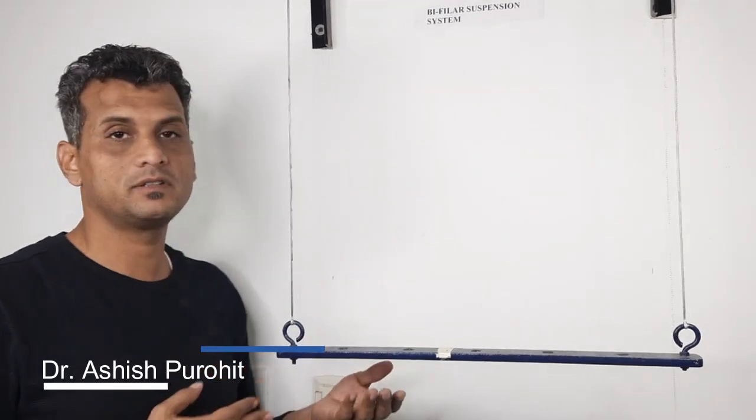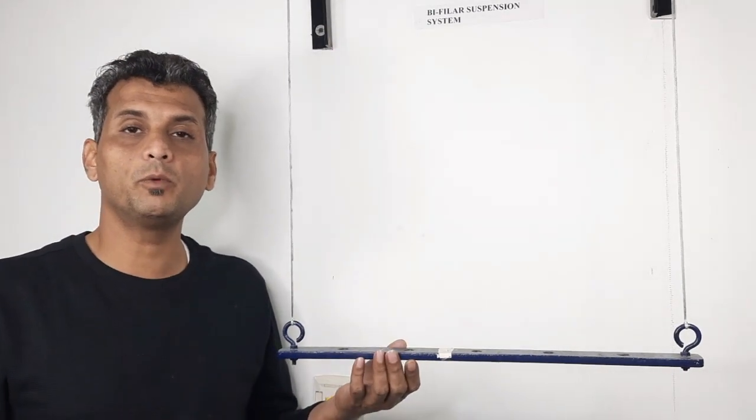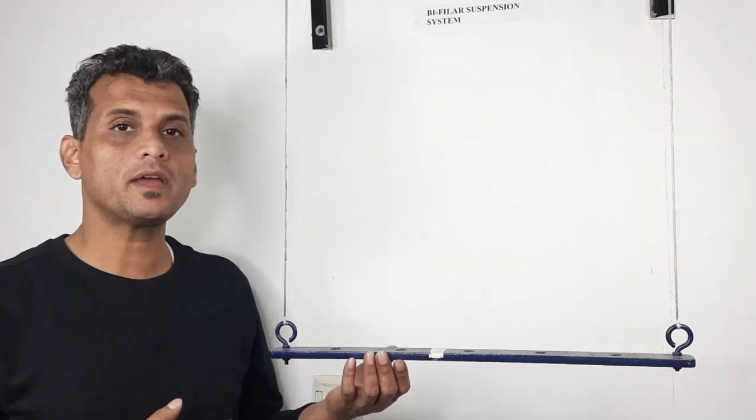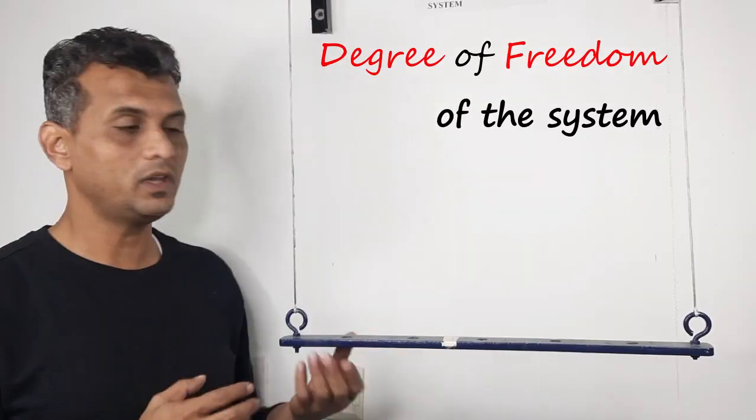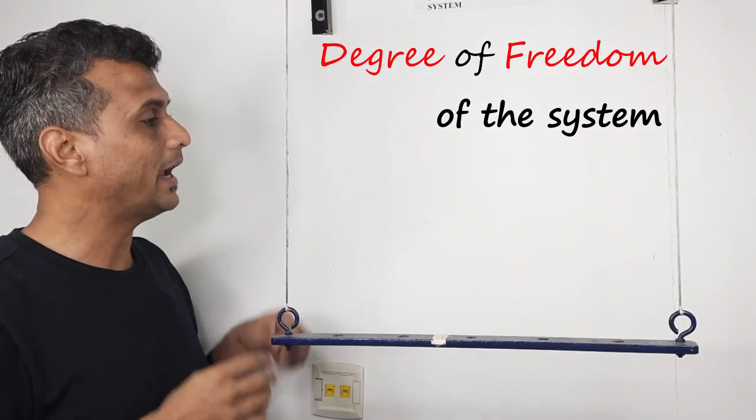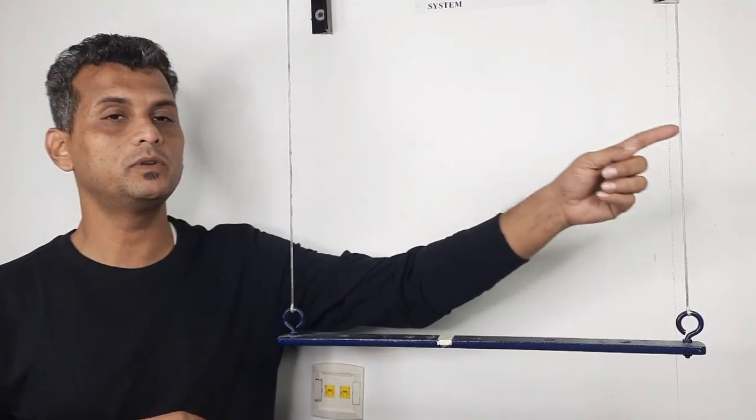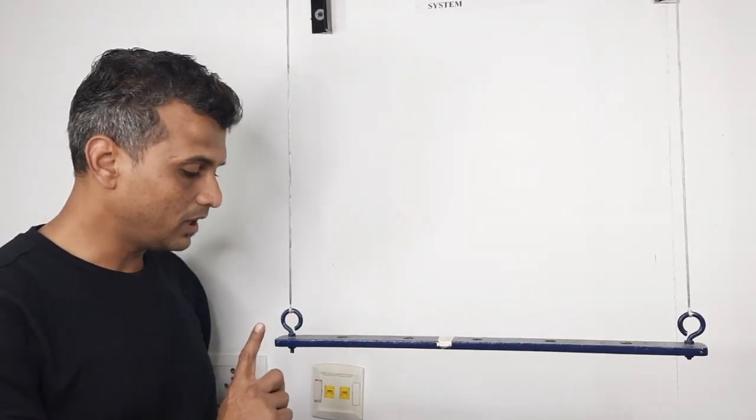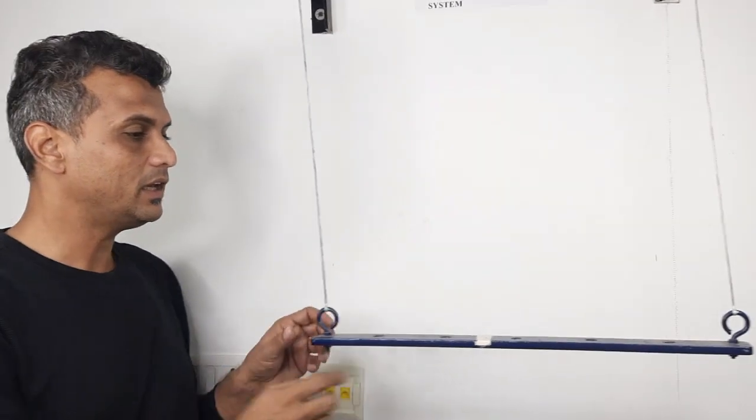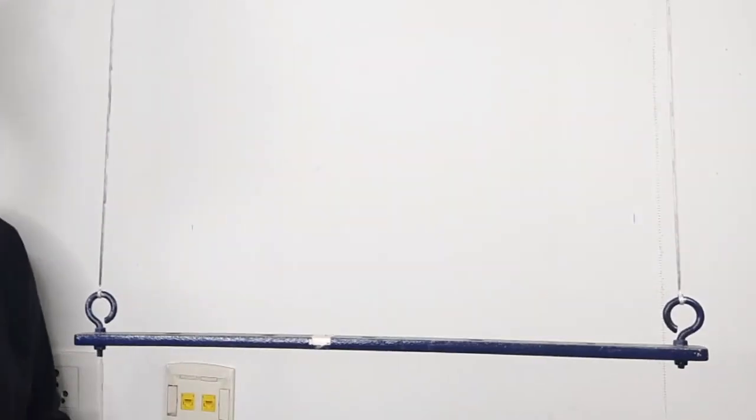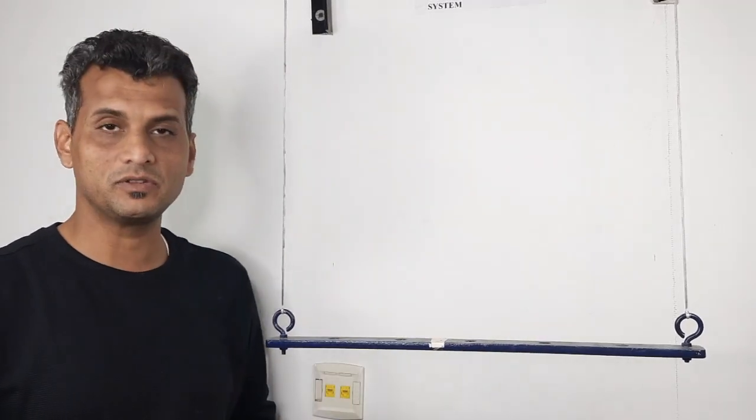This is a bifilar suspension system, which is capable of measuring the radius of gyration of a point body and a line body. Before I start, let's try to answer how many degrees of freedom the system will have. If I observe the system carefully, I can see that this is a solid bar suspended with respect to these two strings. If I give a gentle push in this direction, the system is going to oscillate. Similarly, if I give movement in this direction, the system is going to vibrate. Therefore, I can say that these are the two degrees of freedom my system will have.